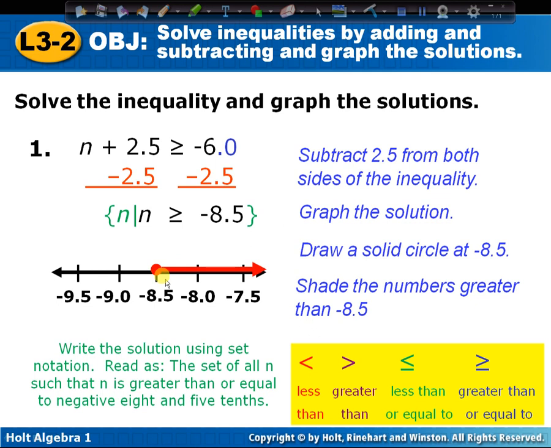So on our graph, it's showing that negative 8.5 is a solution to our inequality, and so is any number that is greater than that. So we've solved it, we've set it, we've graphed it, now we're going to check it.